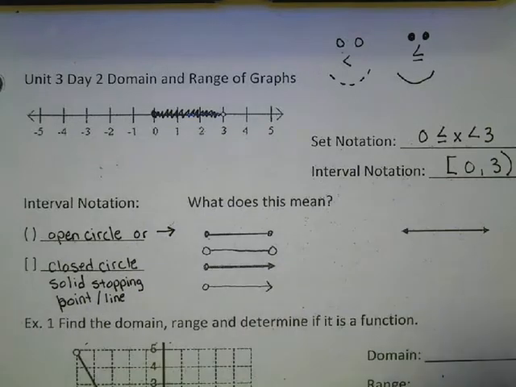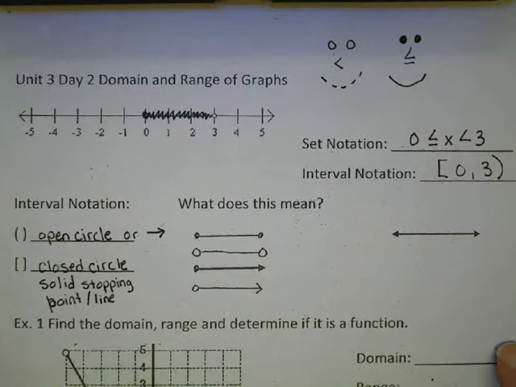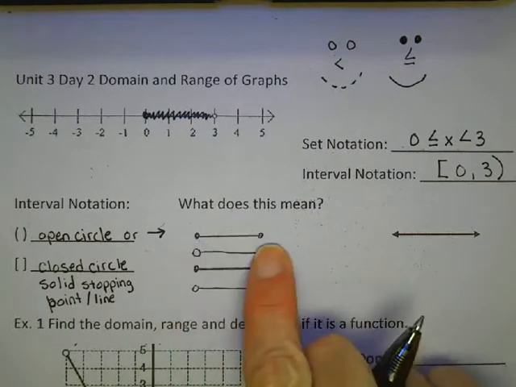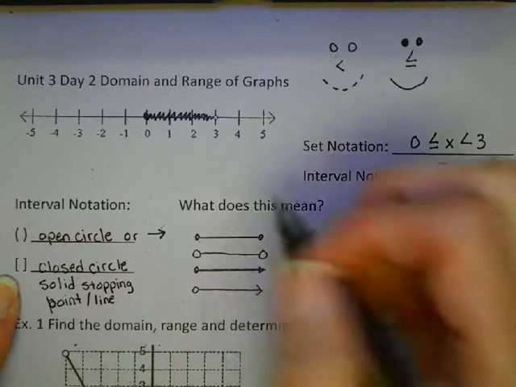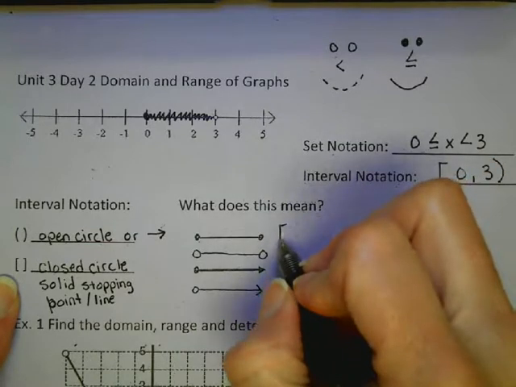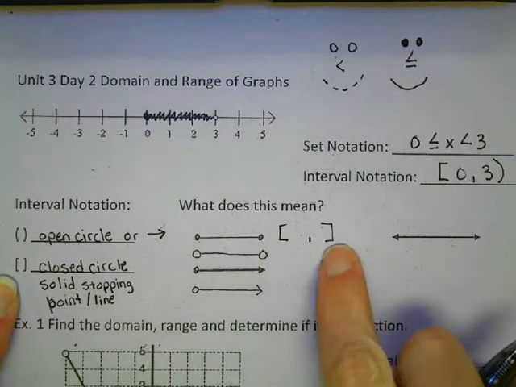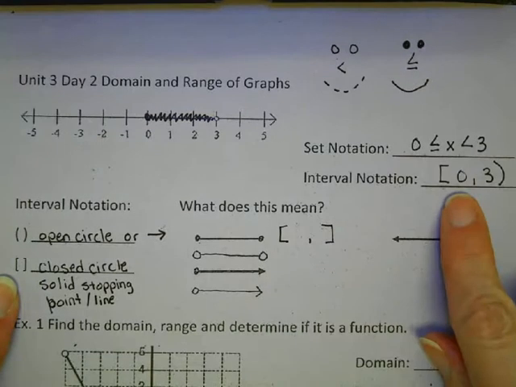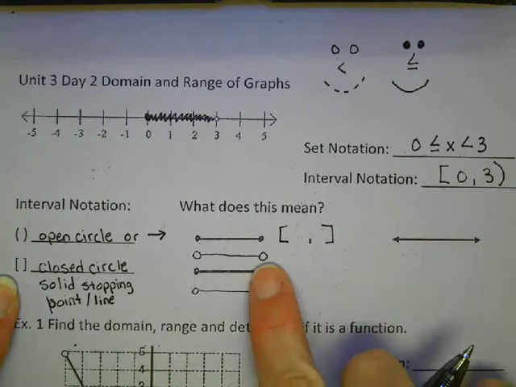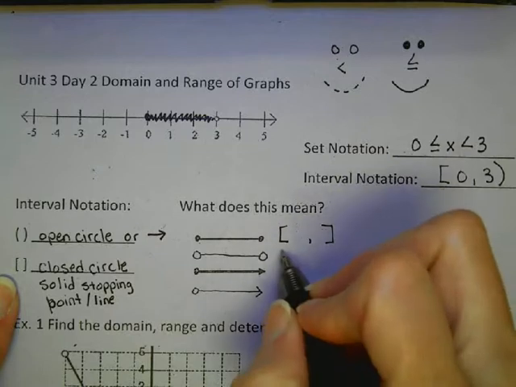Okay, so if you look at these, how would I write this? Let's say in the picture we have closed circles on both ends. If they are closed circles on both ends of the graph, you're going to put brackets around the two numbers. It goes from one number to another number, like this one starts at 0 and goes to 3. If you have open circles on both ends of your picture, you're going to use parentheses.